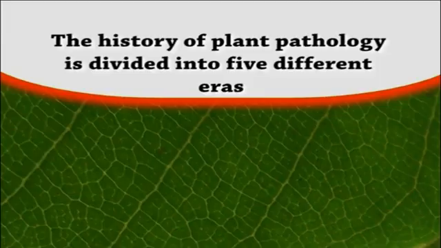We shall move to the first aspect, history of plant pathology. By studying the history of science, we get a better perspective of the subject. We come to know the contributions made in that field, the problems that are encountered and the manner in which they are tackled. The history of plant pathology is divided into 5 different eras.